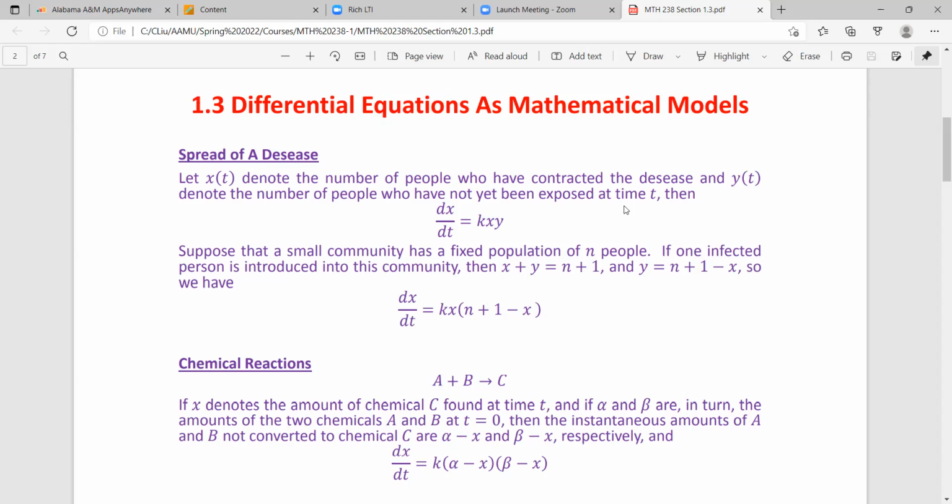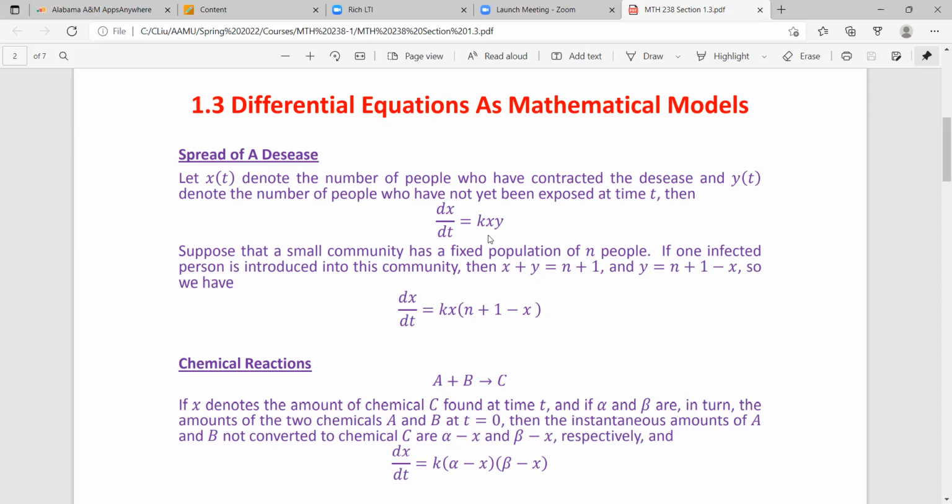Okay, then you want to know the rate of change of the number of contractions. How does the number of people contracted change with time? It turns out that we can write down dx over dt is equal to k times x times y, where k is a positive constant, because we are considering the spreading of the disease.